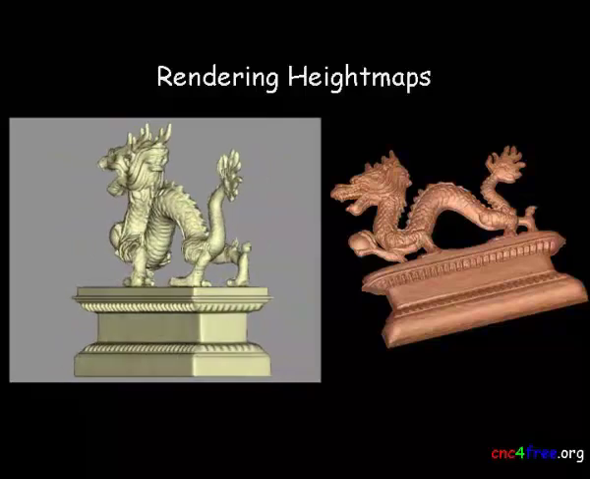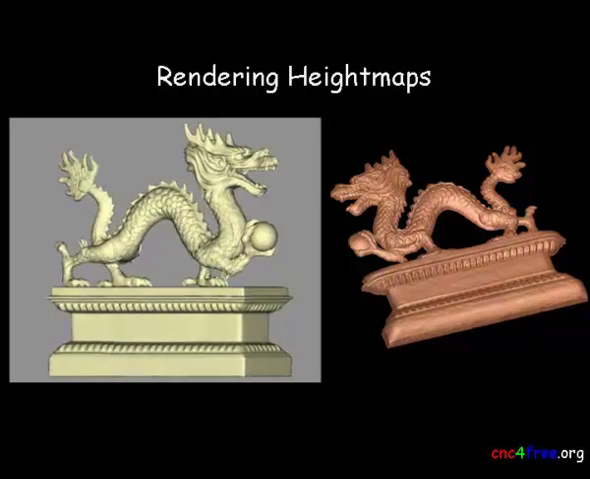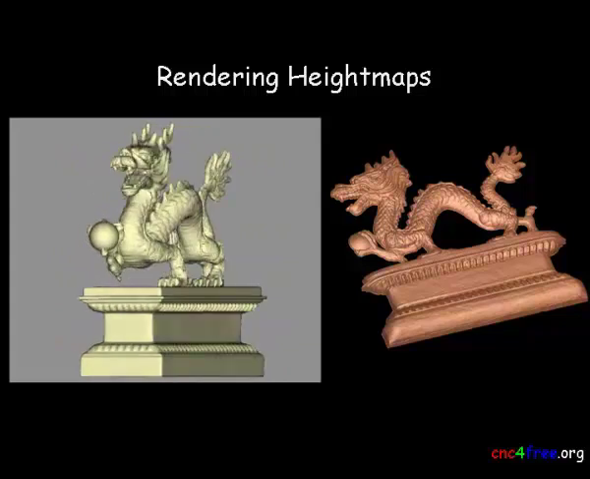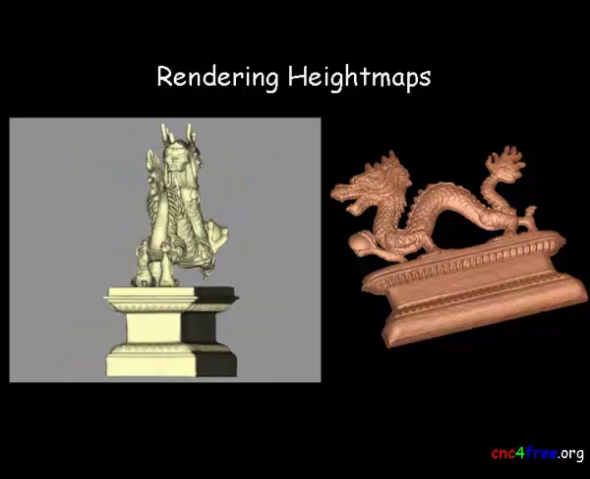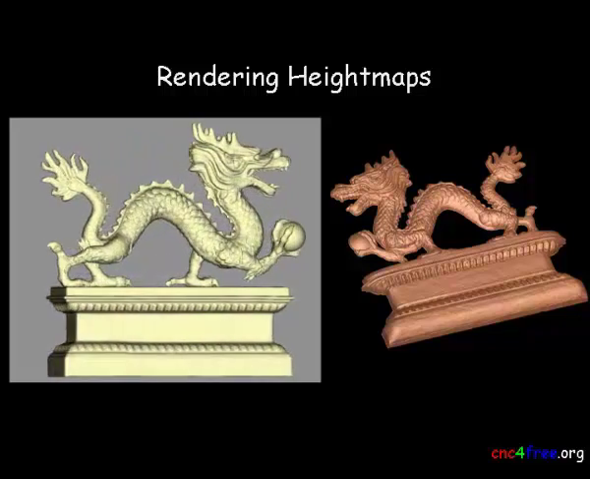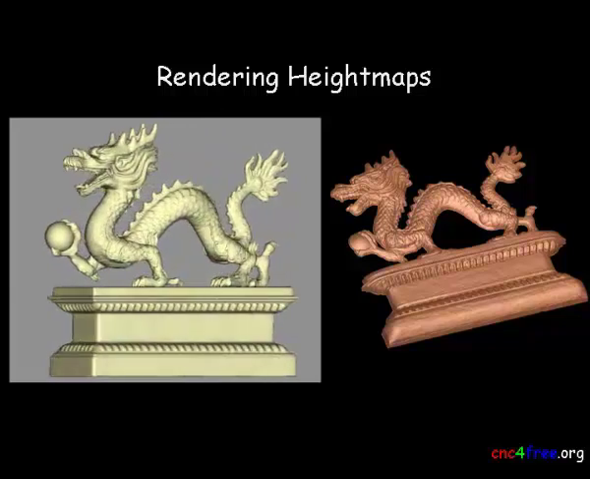Rendering height maps from 3D meshes exploits embedded 3D data in a unique way. The process converts high-relief 3D geometry into grayscale height maps to generate low-relief carvings or toolpaths. 3D modeling skills and complex 3D software are not required.